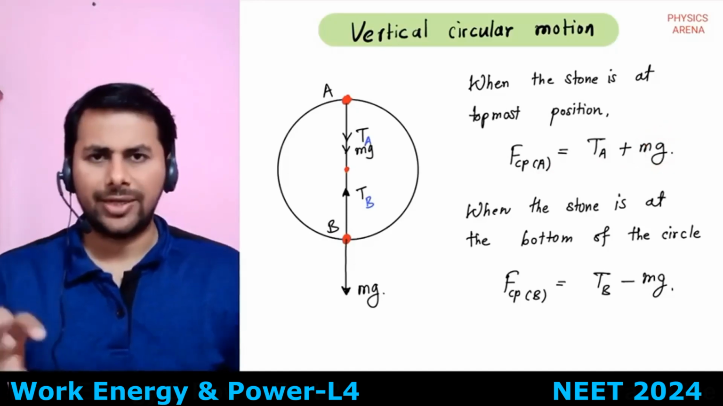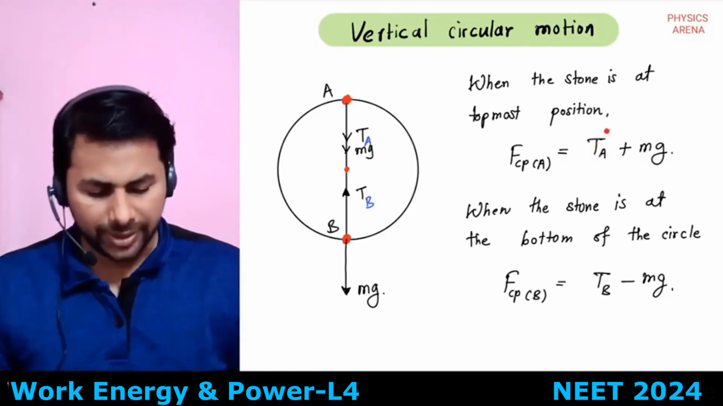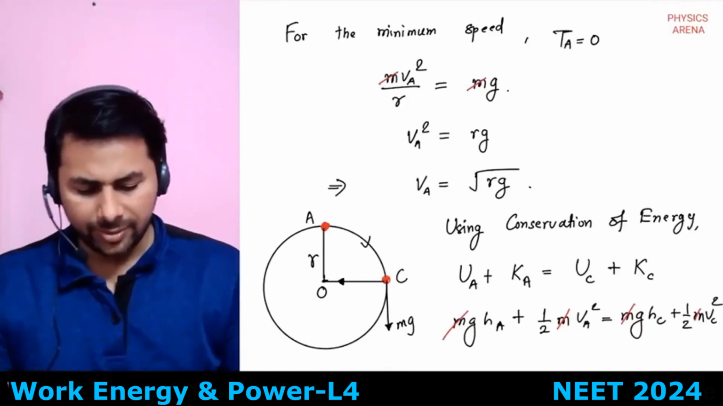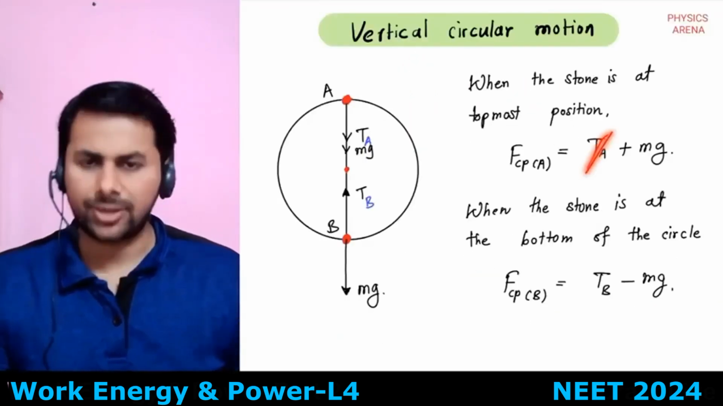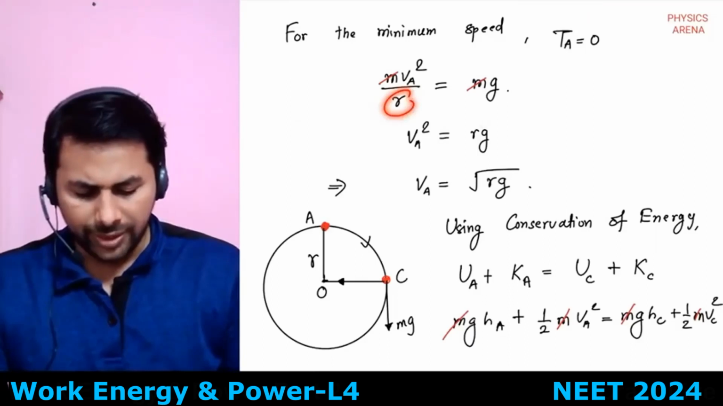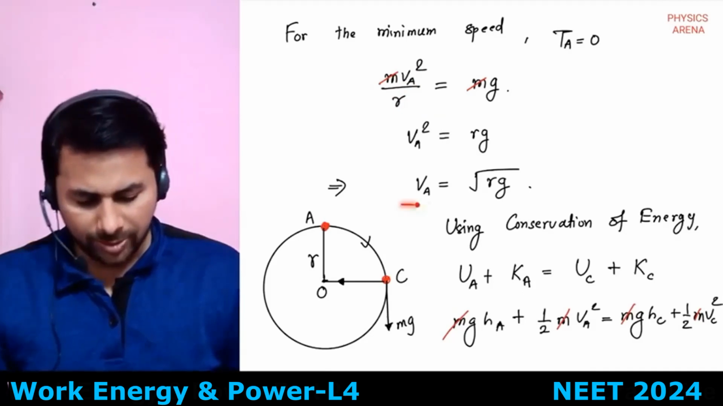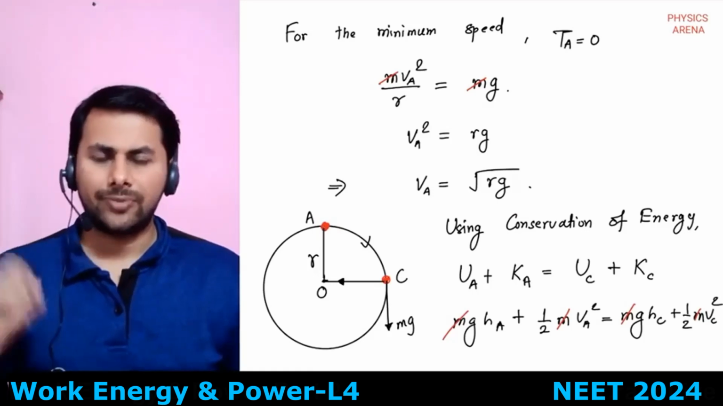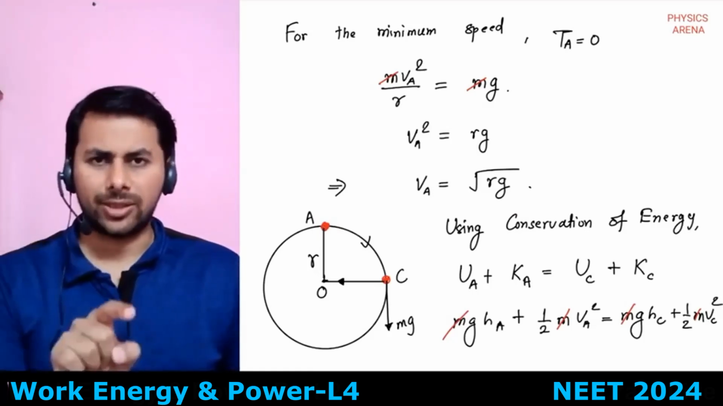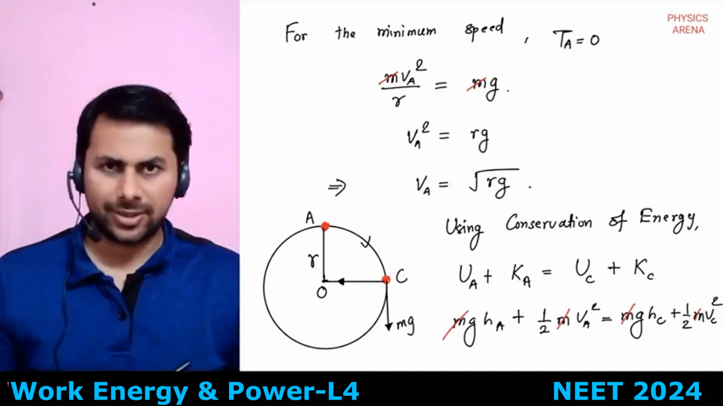The gravitational force, or weight of the ball, will not change. The tension will be 0. So if we put tension equals 0, what do we get? We get mv square upon r is just equal to mg, because tension is 0. Taking r to the other side, we get vA square is equal to rg, and therefore vA is equal to square root of rg at this point. So the minimum velocity in vertical circular motion at the topmost position is equal to square root of rg.